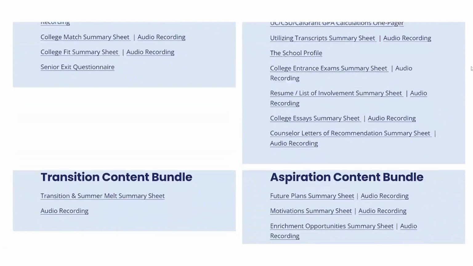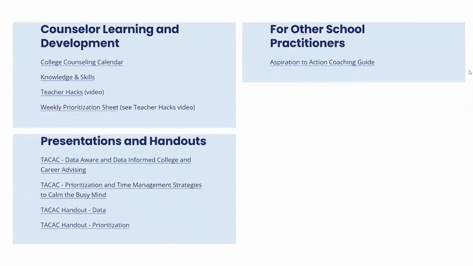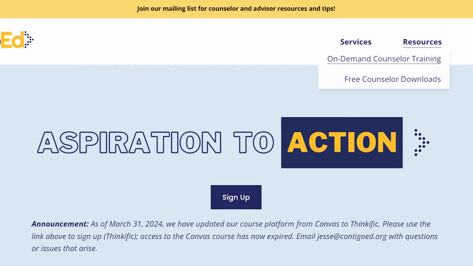Let's talk about it. Contigo Ed has robust resources, tools, and activities that educators can integrate seamlessly into their classrooms around specific college application components on their Aspiration to Action platform. In the college application summary, educators can expect 2 different sections that walk students through an activity to help them delve deeper into their personal experiences and also self-reflection.